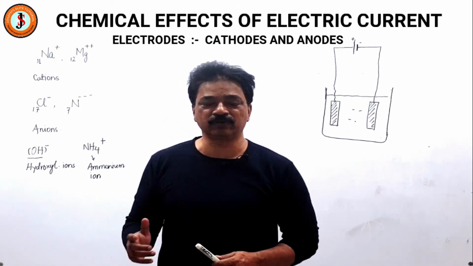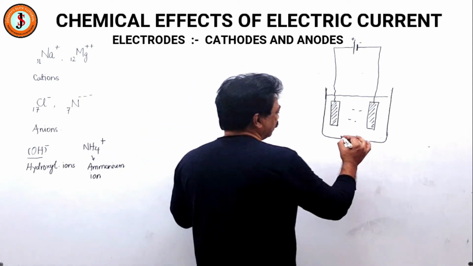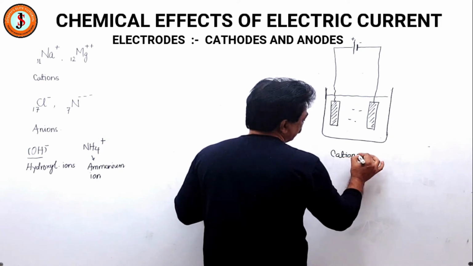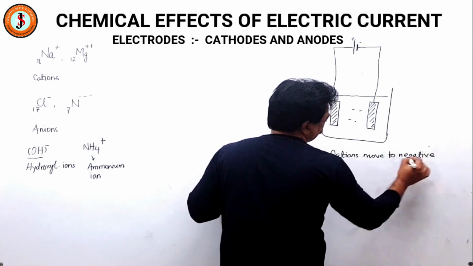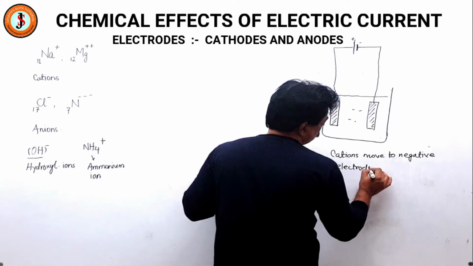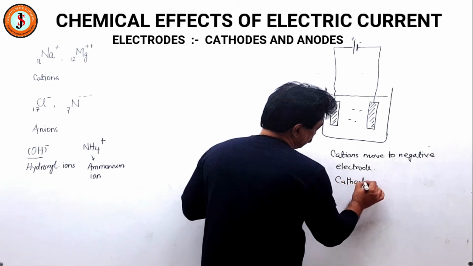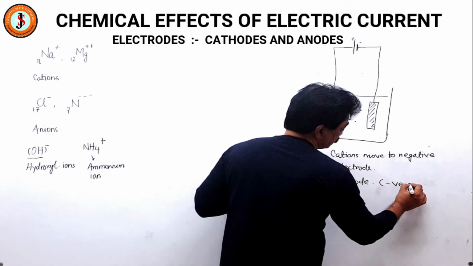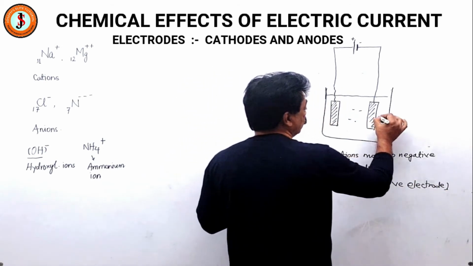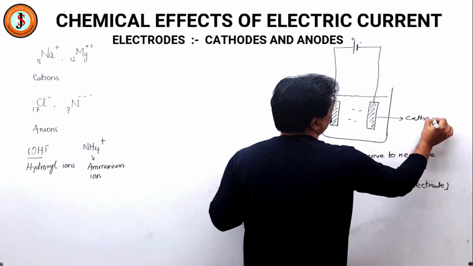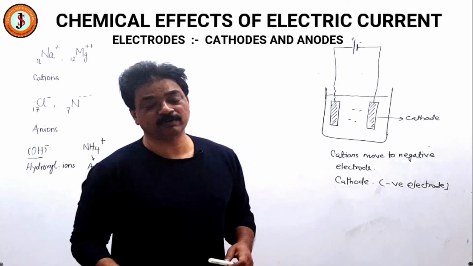So now how do we name the electrodes? Like we have named positive ions as cations, cations will move to the negative electrode. So we call the negative electrode the cathode. Cathode will be the negative electrode. So remember, this is the cathode, the negative electrode, minus, connected to the negative terminal. So the cation is a positive ion, but the cathode is the negative electrode.